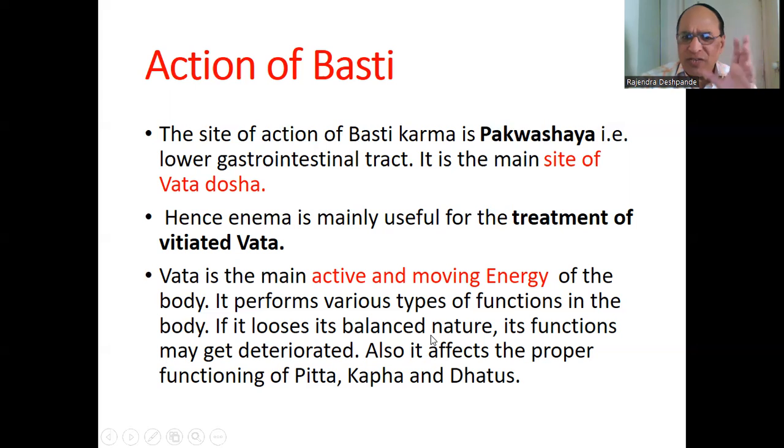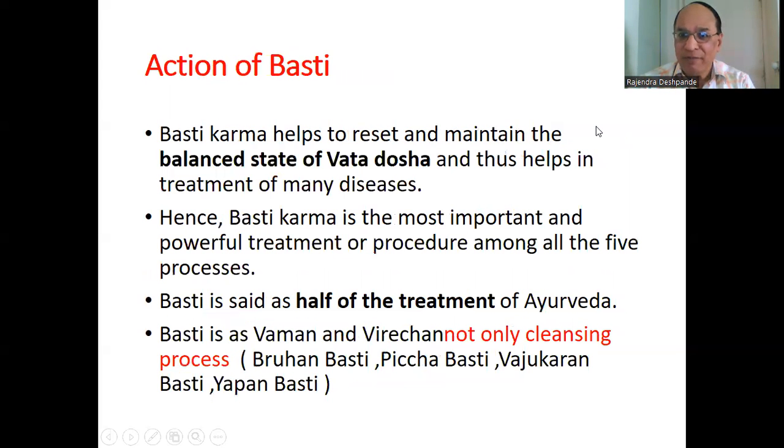Vata dosha loses its balanced nature, homeostasis is disturbed, functions are disturbed, and then that will also affect the functions of Pitta dosha, functions of Kapha dosha, and functions of all Dhatu and Mala. Everybody will get affected when the Vata dosha is affected. Okay, so action of Basti.